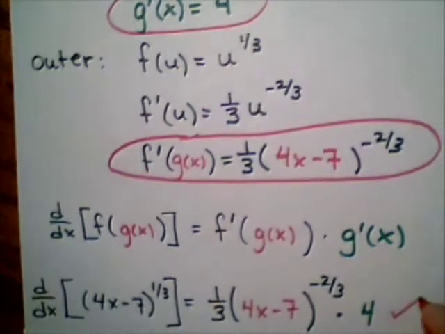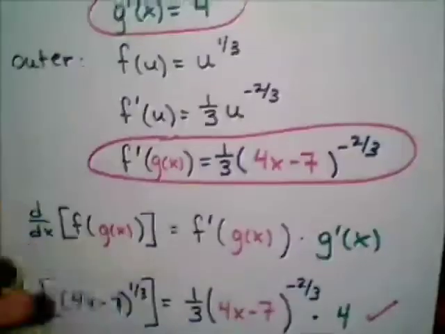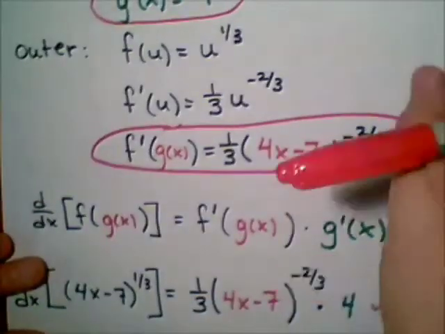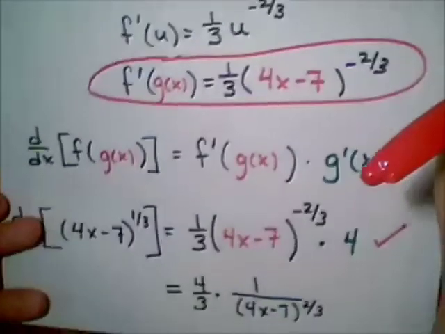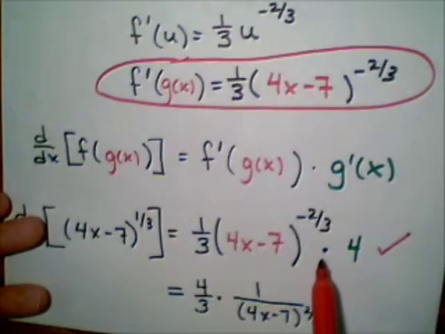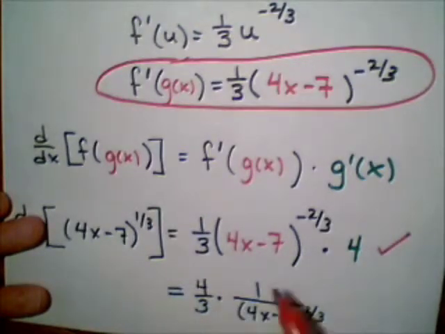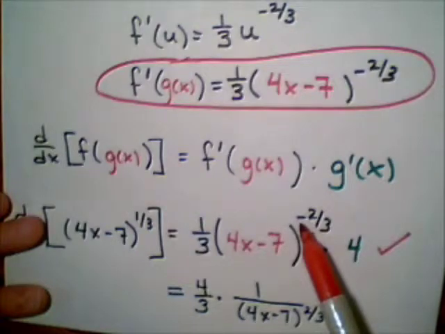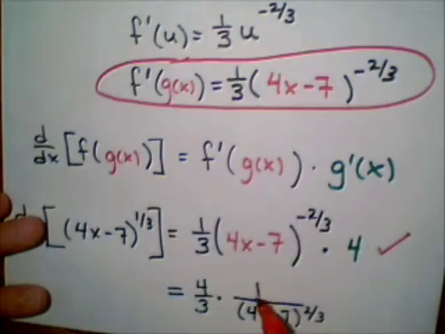Now that's an okay answer, but we might want to simplify that to be a little more useful. So I'm going to think about two things. One, I'm going to think about simplifying the coefficients here. So I'm going to take 1/3 times 4 and record 4/3. And at the same time, I'm going to take care of this negative exponent and write down the reciprocal of 4x minus 7 to the 2/3.